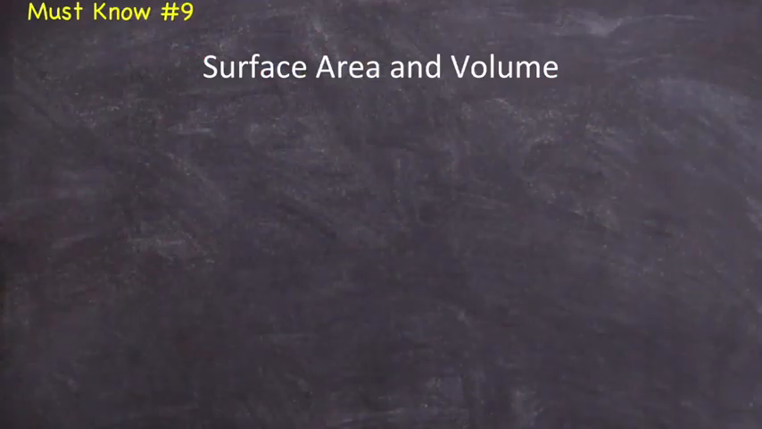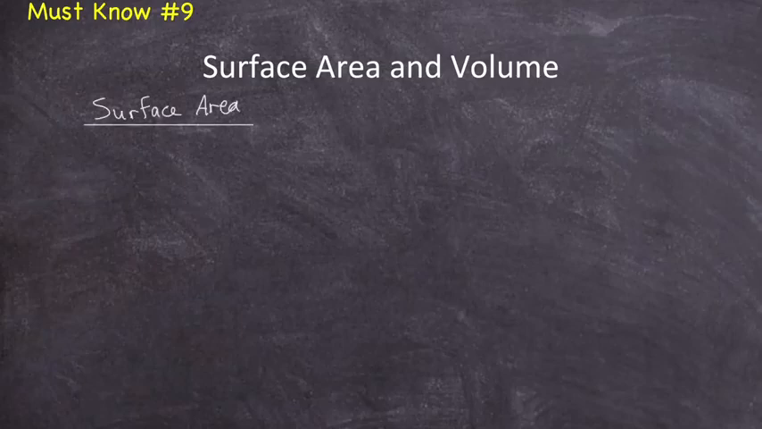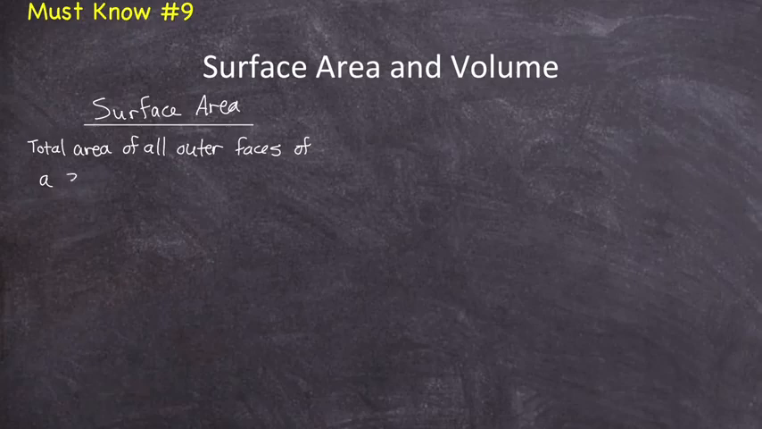Must know number 9, surface area and volume. Let's start with surface area. Surface area is the total area of all the outer faces of a 3D object. Let's start by looking at a rectangular prism.